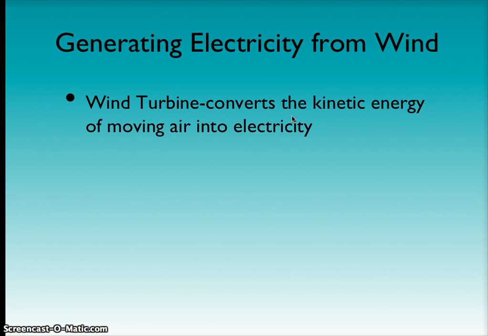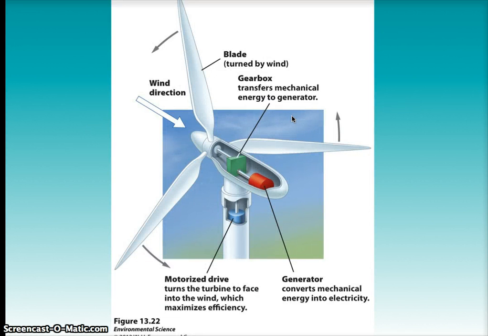So again, a wind turbine is the actual mechanism that turns the wind into electricity, converting the kinetic energy into electrical energy. And how does that process work? Well, the wind is going to spin the blade, and then that blade is connected to the gearbox, which is going to transfer that mechanical energy, the energy in motion, to the generator. And then the generator down here is going to convert the mechanical energy into electricity, and then that electricity will be able to be put out onto the grid.